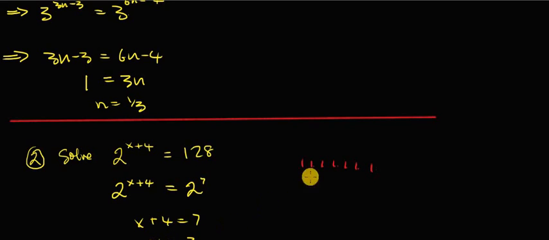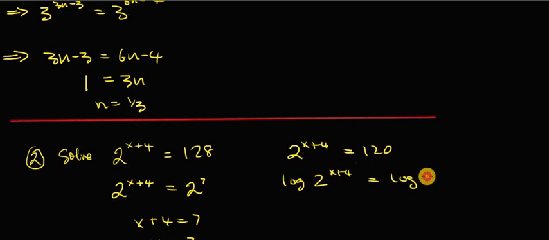That's that solution. What would happen if it was something a bit different? What would happen if it was 2 to the power of x plus 4 is equal to 120? Well, now I can't go 2 to the power of 7 that quickly. Okay, so I'm kind of deviating a little bit from this lesson, but I would do log of 2 to the power of x plus 4 is equal to log of 120. And then I'm going to get x plus 4 by log of 2 is equal to log 120.